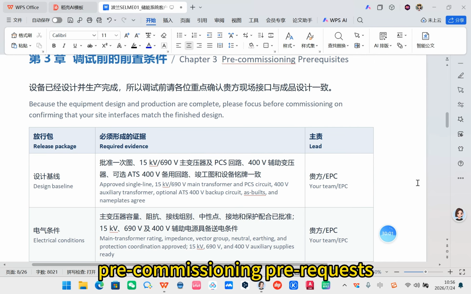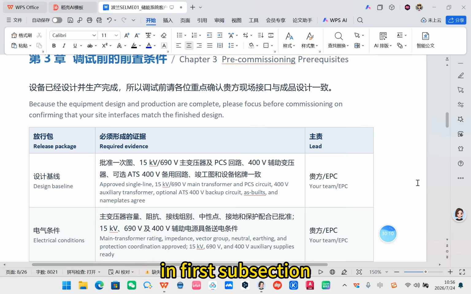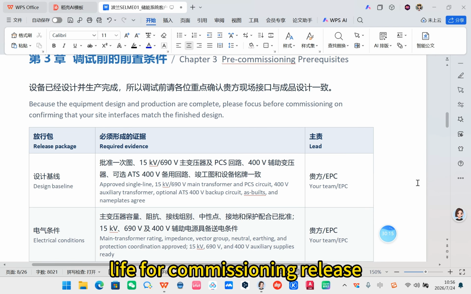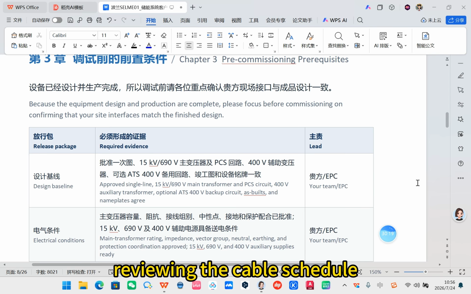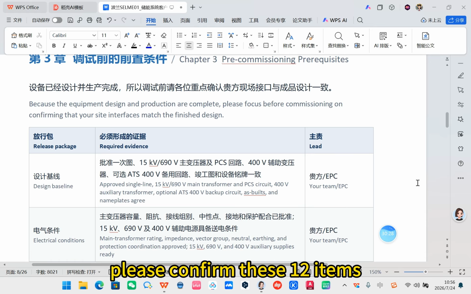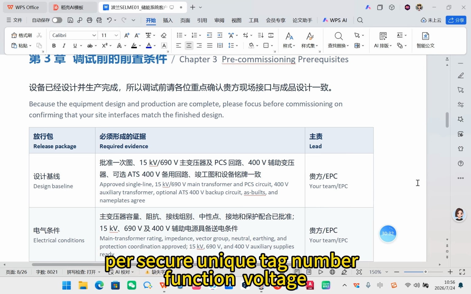Pre-commissioning prerequisites. Chapter 3 covers the pre-commissioning conditions. In the first subsection, the cable schedule is the main line for commissioning release. Reviewing the cable schedule, do not look only at the model and the length. So please confirm these 12 items per circuit.